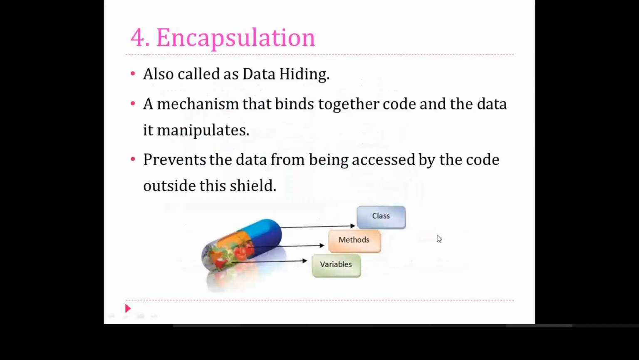The next important parameter is called encapsulation. As the name says, you can see in the picture a capsule which is going to cover something. Such a property is called encapsulation. It is also called data hiding. It is a mechanism that binds, that is, combines the code and data. If you change the code, the corresponding data will get updated. If you change the data, you can do it only by means of this particular code. That binding is done by encapsulation.